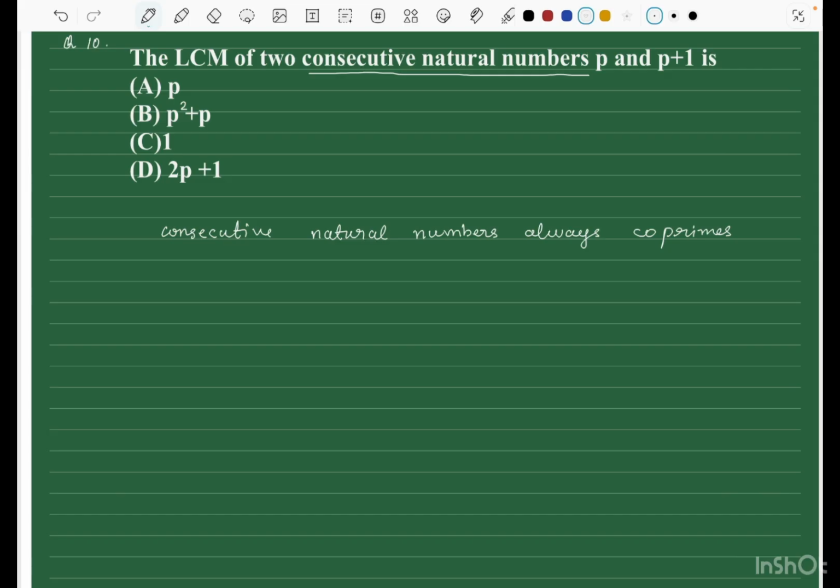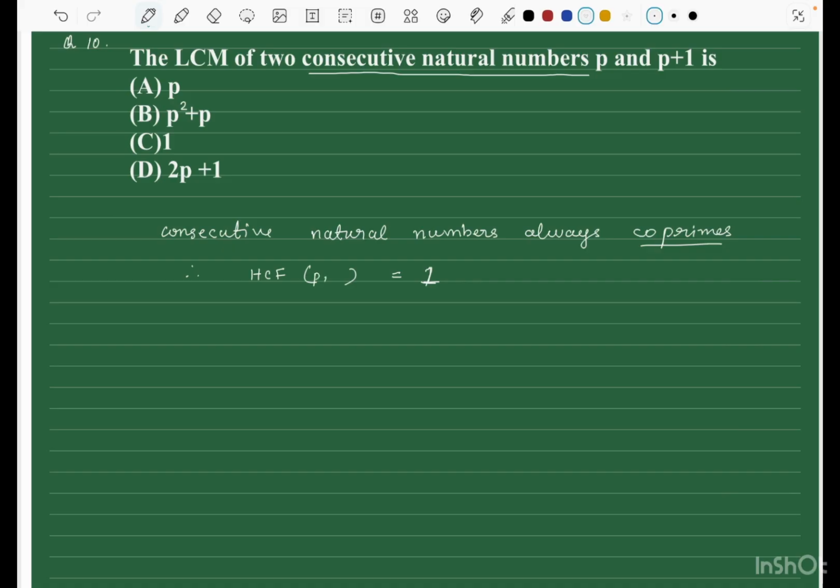Consecutive natural numbers are always coprime. That is, let us take two consecutive numbers, 2 and 3. They are coprime. 5 and 6, they are coprime. There is no common factor in the two numbers. So we can say that consecutive natural numbers are always coprime. Therefore, we have HCF is 1.